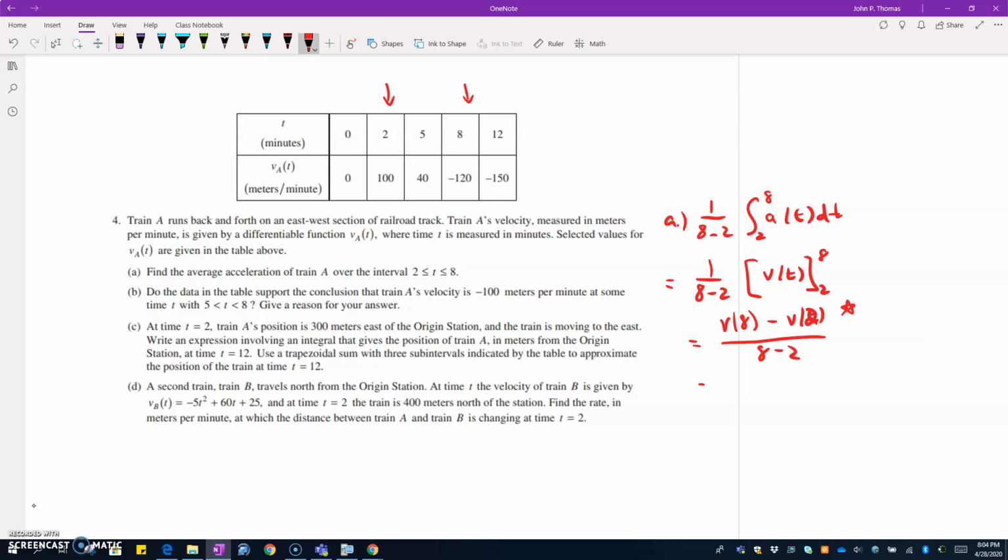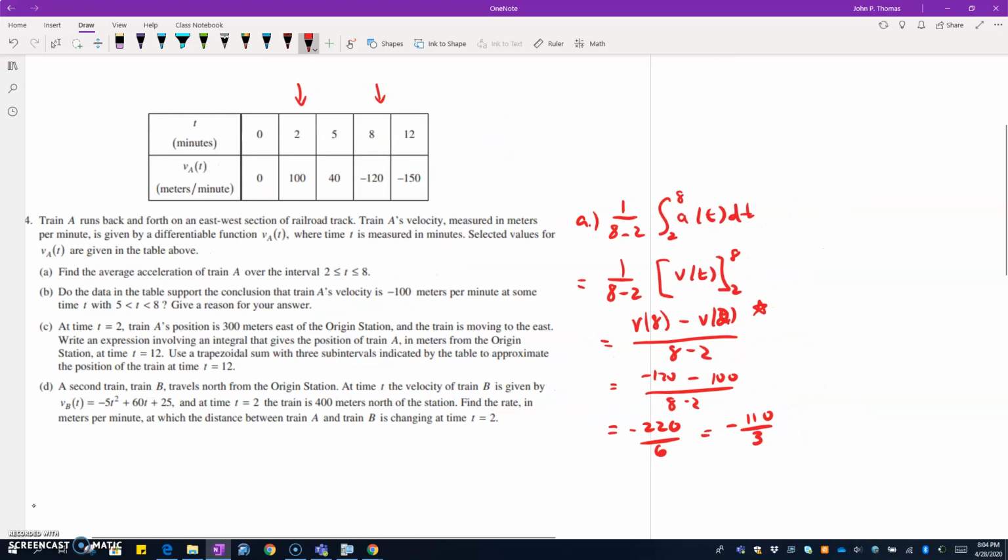Now, from here, I'm going to go ahead and calculate that. So I've got v of 8. V of 8 is negative 120. V of 2 is 100, over 8 minus 2. That's negative 220 over 6. Both of those are divisible by 2, so you have negative 110 over 3.